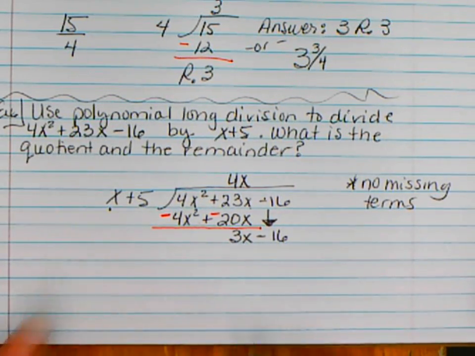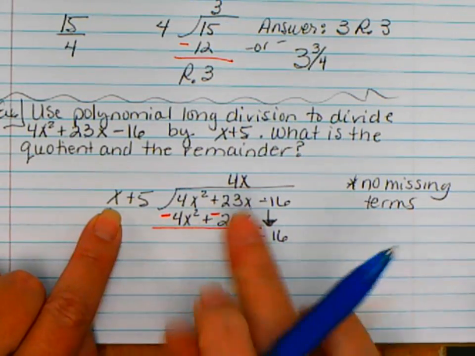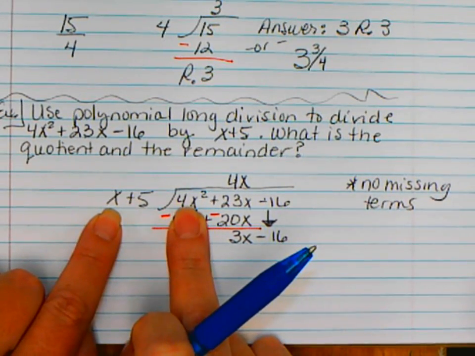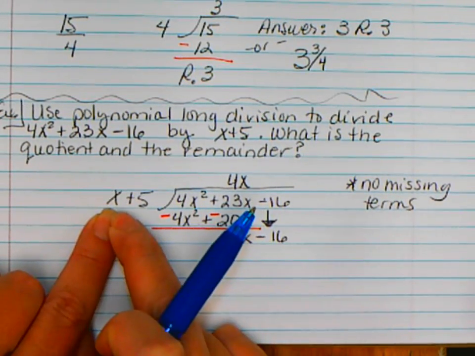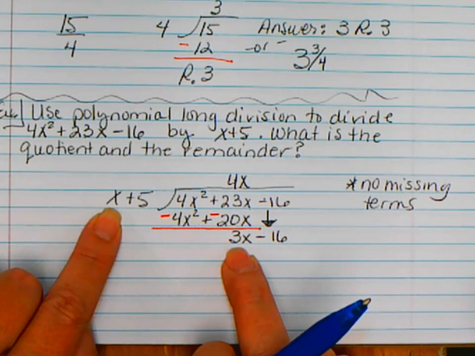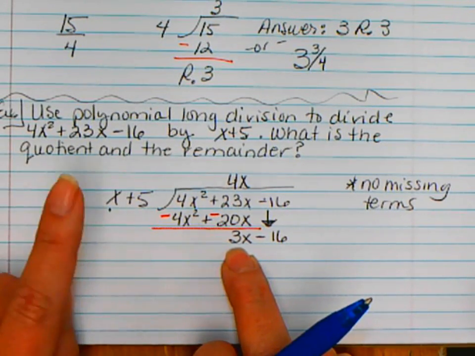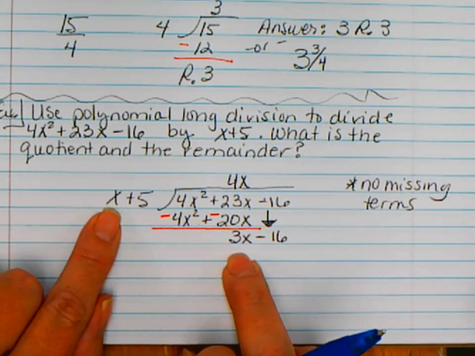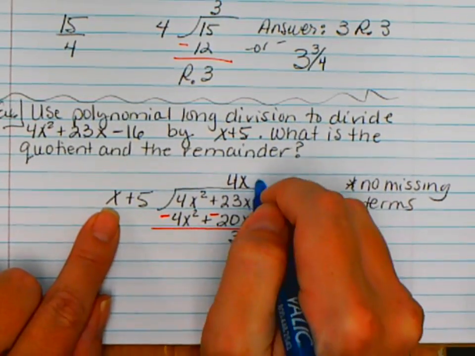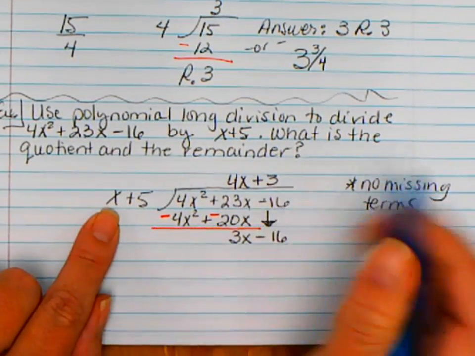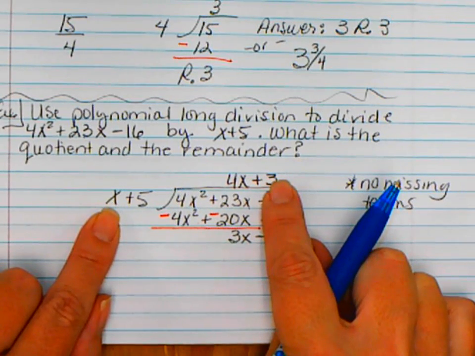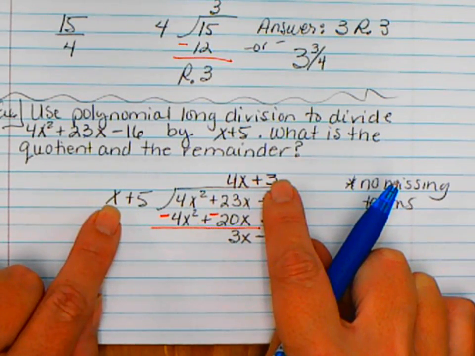But instead of looking at the first term in the divisor and the first term in the dividend, now I'm looking at the first term in the divisor and then what I created down here. Okay? So x times what is 3x? 3. And it's positive. You need a sign. So up here, I'm putting a positive 3.